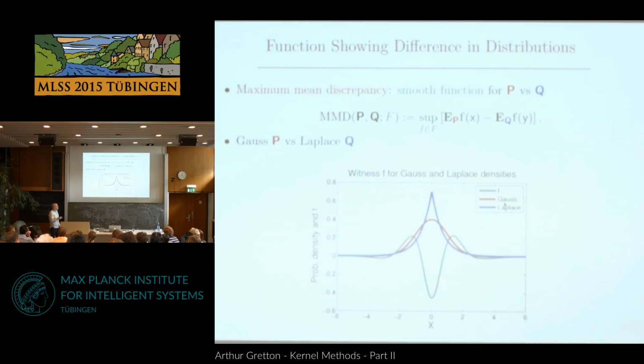So, here is my Gauss versus Laplace example again. This green function is the function that maximizes the difference in expectation for Gauss and Laplace, okay? You can see that it has large amplitude where the densities differ, and that the sign of this amplitude will depend on which is higher. Here the Laplace is higher, so it's got negative amplitude, because Laplace is on this side. And here Gauss is higher, so it's got positive amplitude, because Gauss is here, okay? So I hope everyone can see that this is a function that maximizes the discrepancy under P and Q subject to some smoothness constraints for this problem.